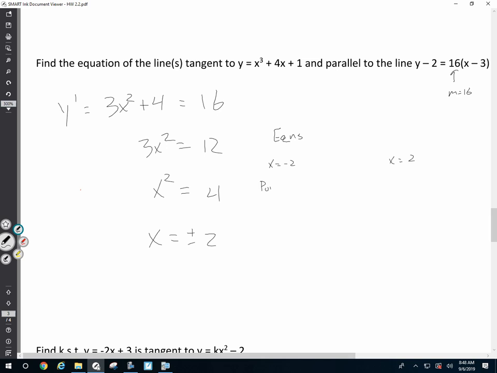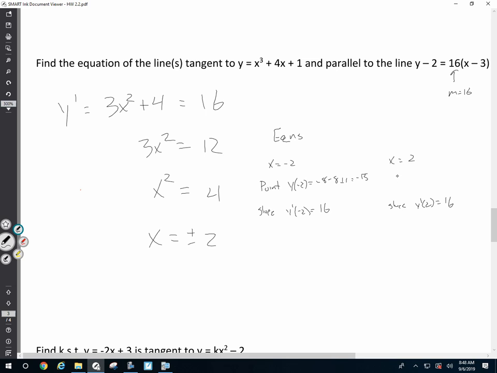I know what my slope is going to be. The slope at -2 is 16. The slope at 2 is 16. I already solved it. You can double check it. I have to find my point. Y at -2. So I get -8 minus 8 plus 1, -15.